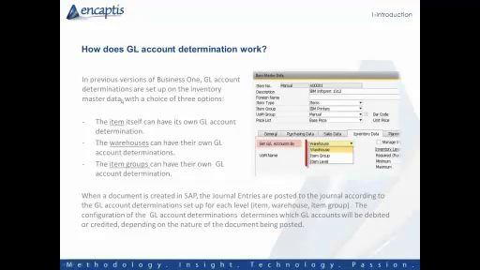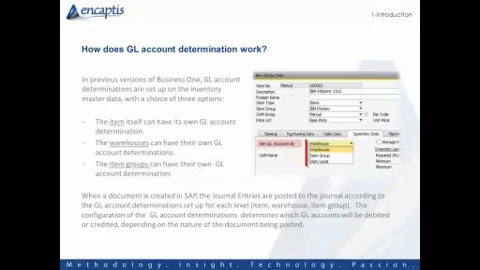So how does it work? In previous versions of SAP Business One, GL account determinations are set up on the inventory master data. We have a choice of 3 options under the inventory data tab. So you can set the GL accounts by warehouse, item group, or item level. When you set up your GL determination by item, then you have to set all your revenue accounts and your inventory accounts for that specific item. So if you use that item in a document, it will trigger different GL postings.